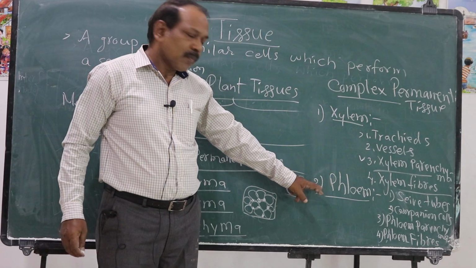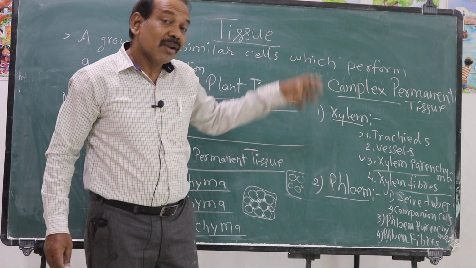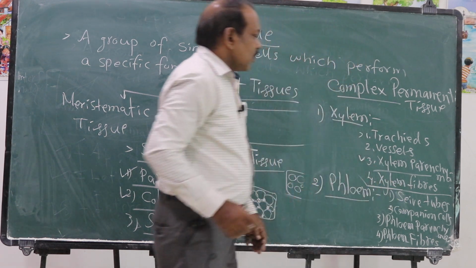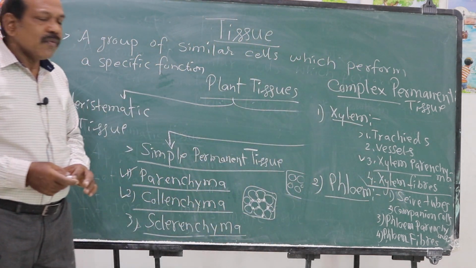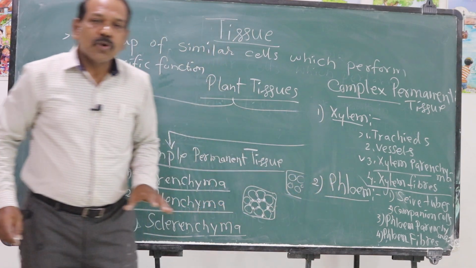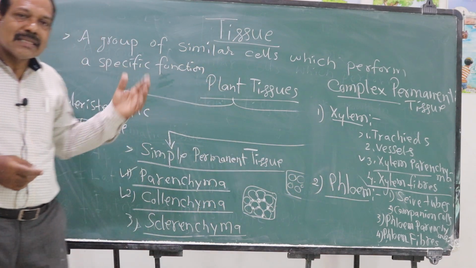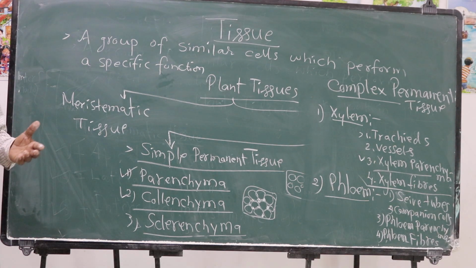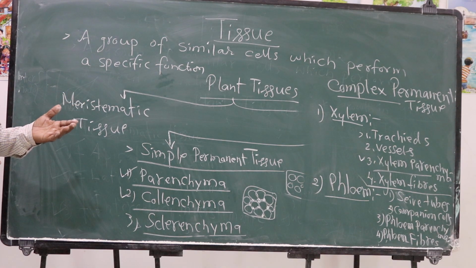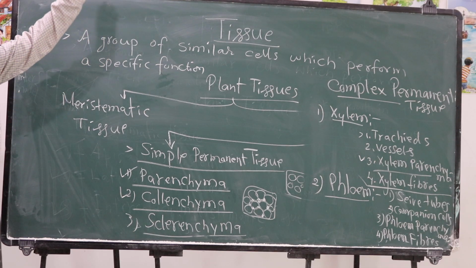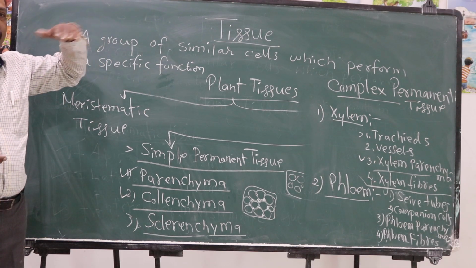Phloem, the second type of complex permanent tissue, is made up of 4 different types of cells: sieve tubes, companion cells, phloem parenchyma, and phloem fibers. So this helps in transport of food. Food is synthesized in the process called photosynthesis by the plants. So in photosynthesis, which parts are actively participating? The leaves, green leaves, because chlorophyll is present in them. So food is synthesized by the leaves. Leaves are present in the stem only, so upper part, above the ground.